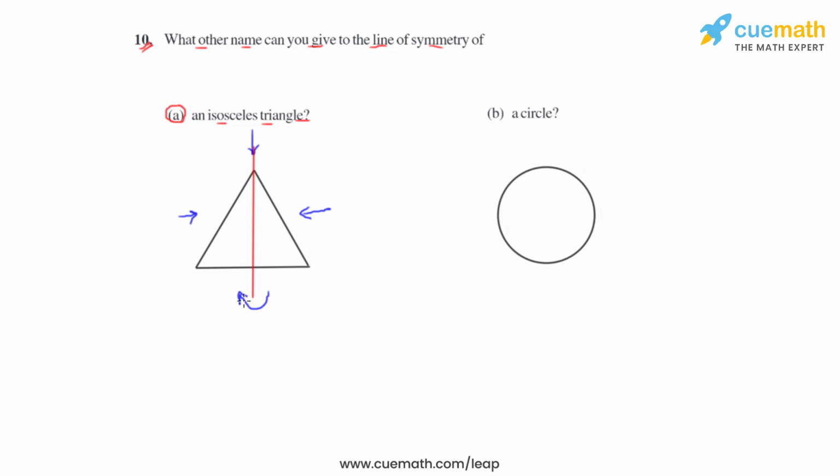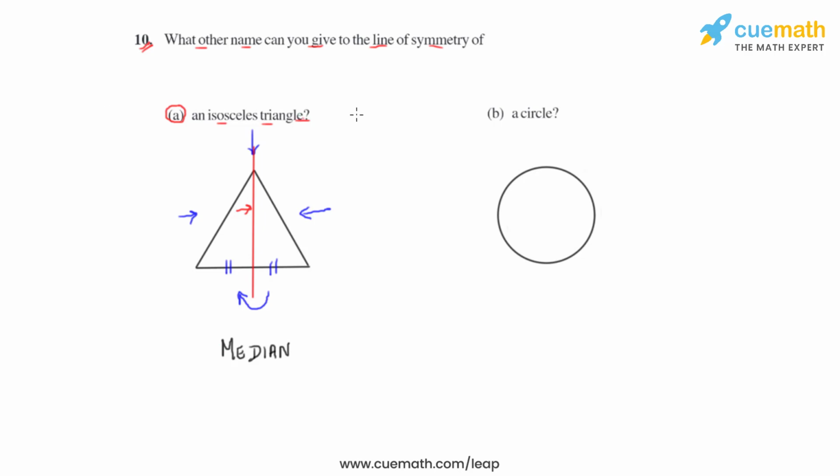Also, for this triangle, this particular line of symmetry is also dividing the opposite side of the vertex through which it is passing into two equal halves. So we can say that this line of symmetry is acting as a median for this isosceles triangle. So we can say that for an isosceles triangle, the line of symmetry acts as a median.